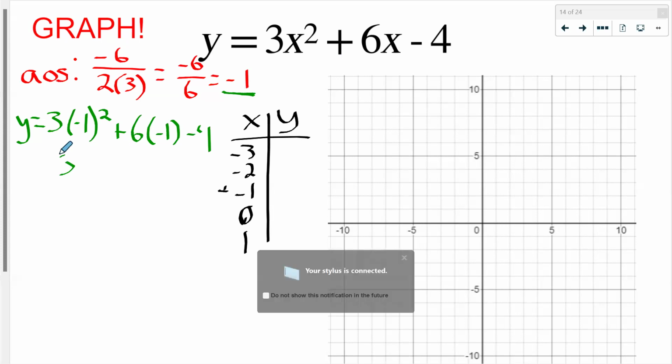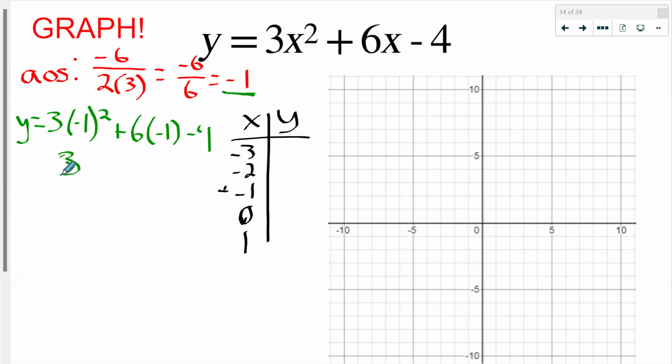All right, so we have 3. 6 times negative 1 is negative 6, minus 4. So we do this math, we get negative 3 minus 4, which gives us negative 7. So our Y value right here is negative 7. So we have the point negative 1, negative 7. Now we need to find the other 5 points.